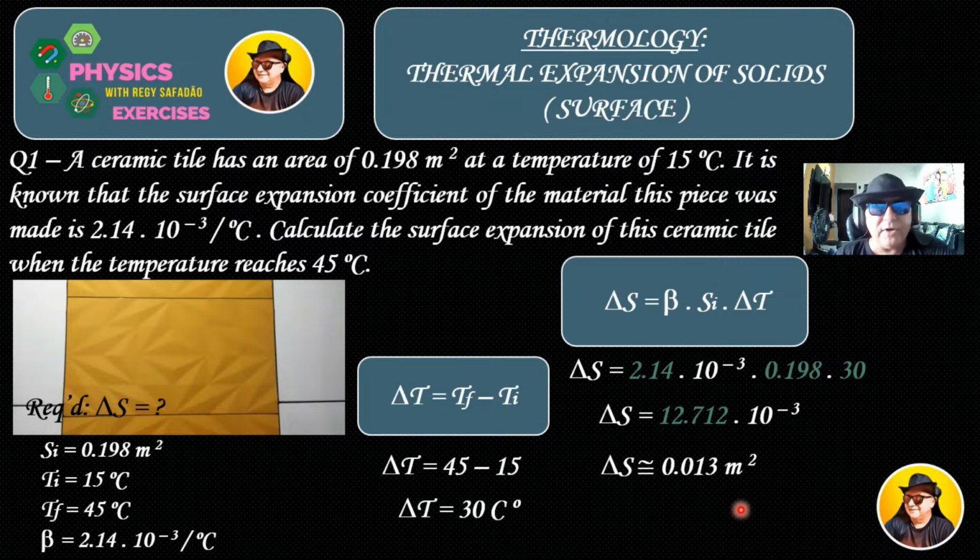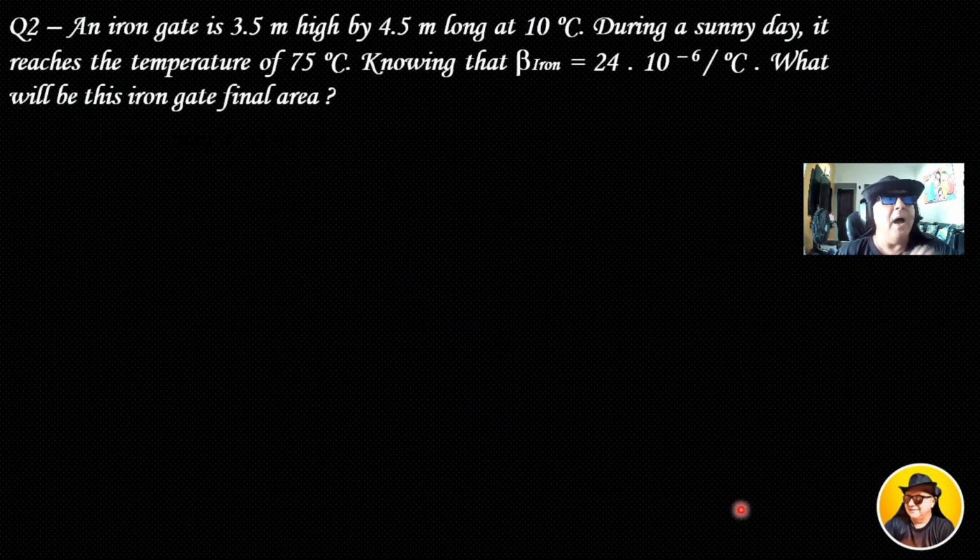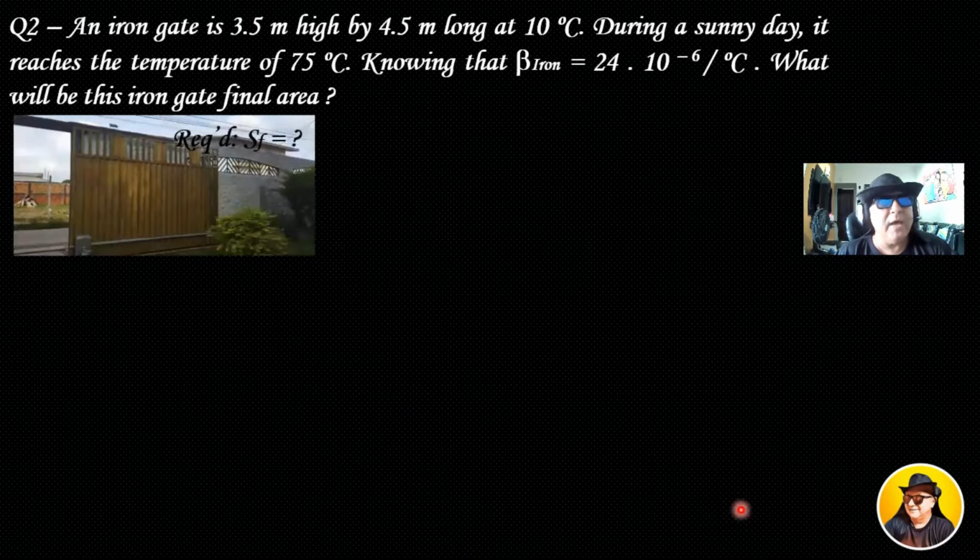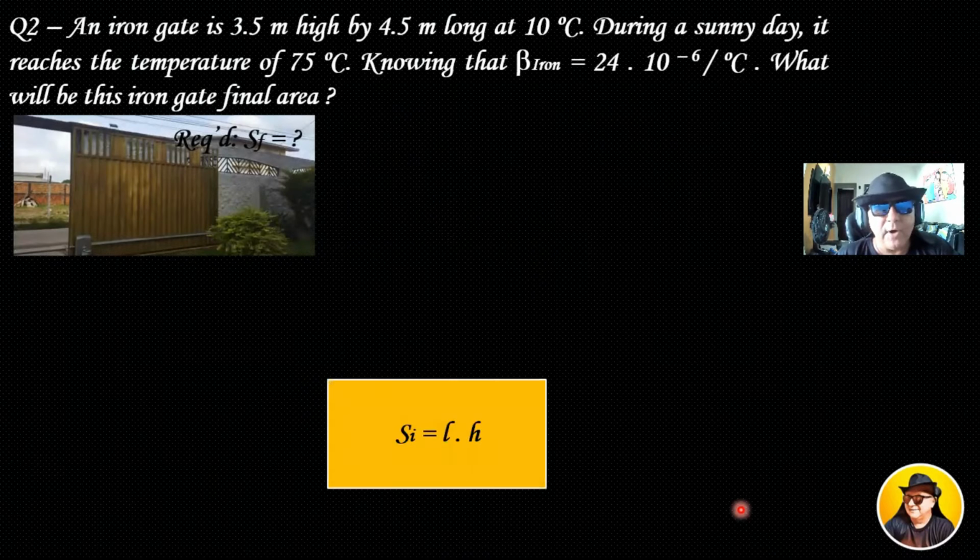So, so far so good. Let's see question number 2. Here it is. An iron gate is 3.5 meters high by 4.5 meters long at 10 degrees Celsius. During a sunny day, it reaches the temperature of 75 degrees Celsius. Knowing that the beta of the iron is 24 times 10 to minus 6 over degrees Celsius, what will be this iron gate's final area? Okay, a picture.